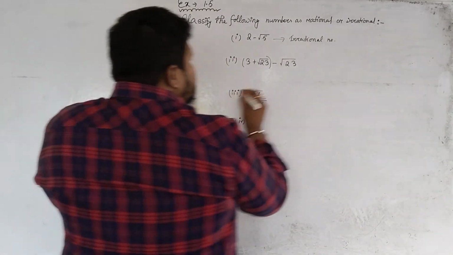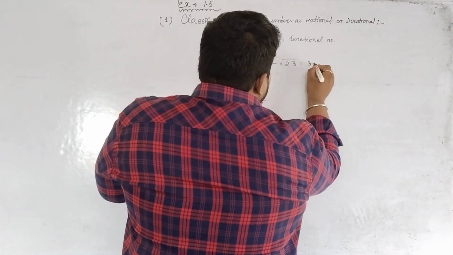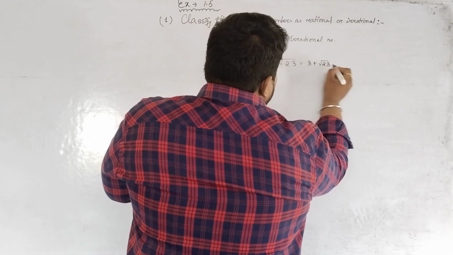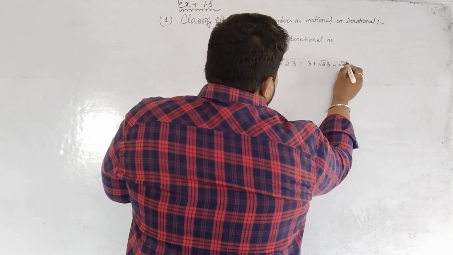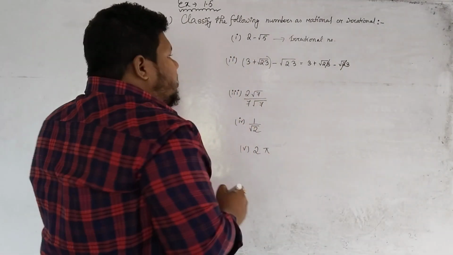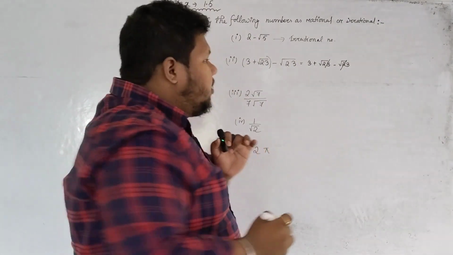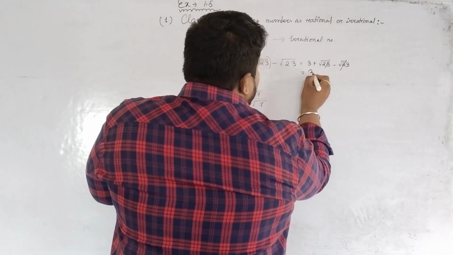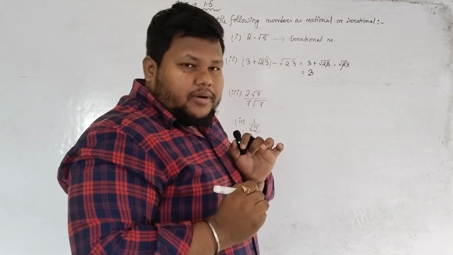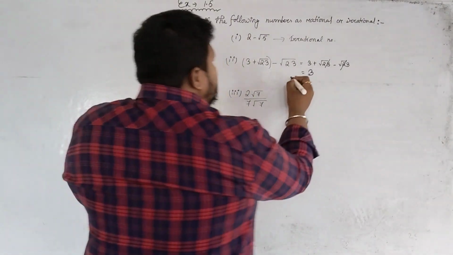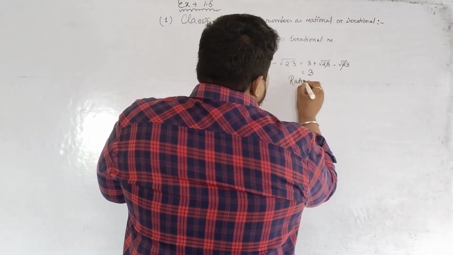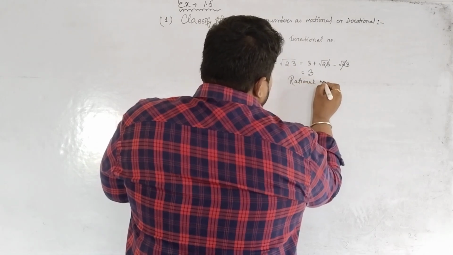Okay, next question you see, 3 plus root 23 minus root 23. If I remove this bracket, then plus root 23 and minus root 23 will cancel, right? So what we are left with is only 3. Now is 3 an irrational number? No, it is a rational number. So the answer will be a rational number.